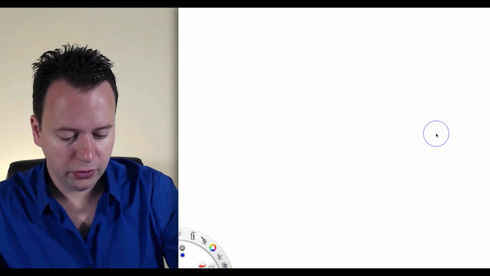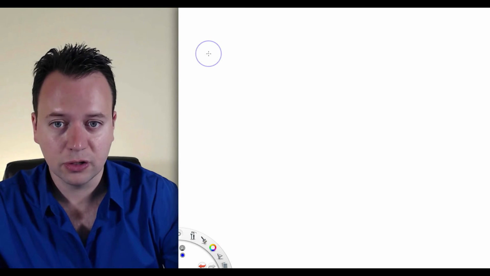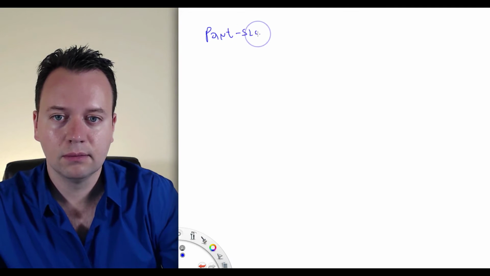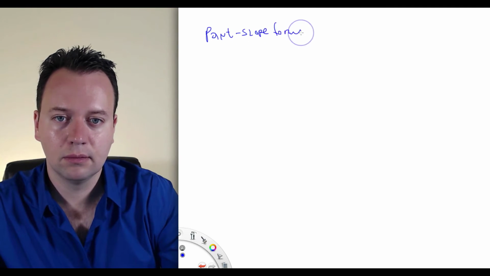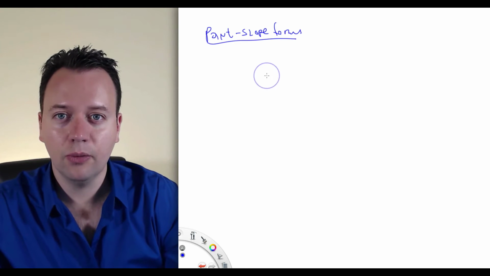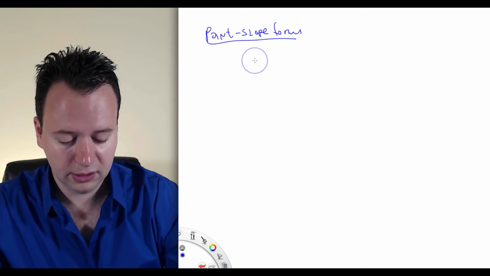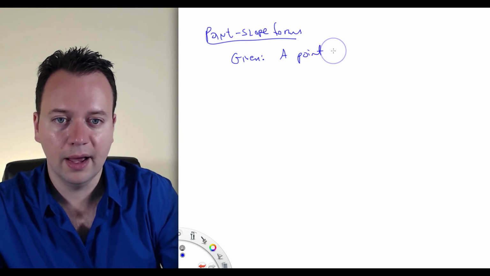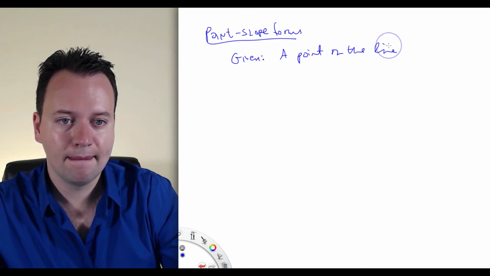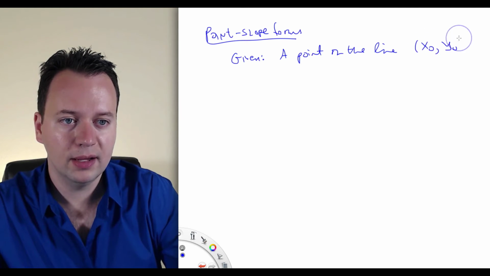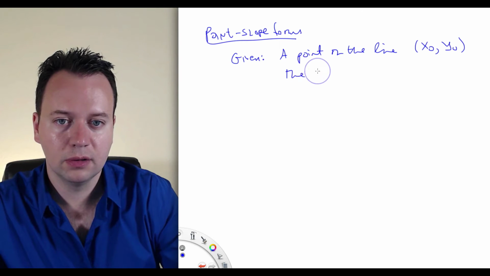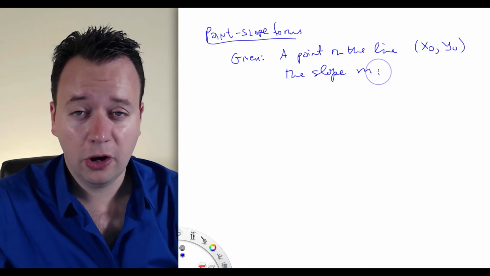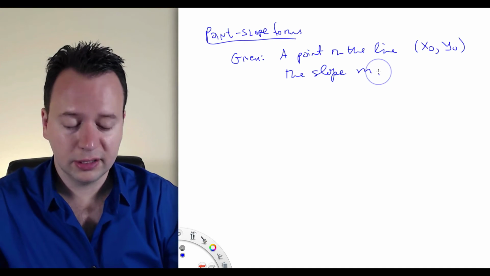Now this leads us to a second form to describe a linear function. This is the so-called point-slope form. In the point-slope form, you're given a point on the line, which we'll call x0, y0, and the slope. Given a point on the line and the slope, we can figure out a formula for the line by just simply thinking about the slope.